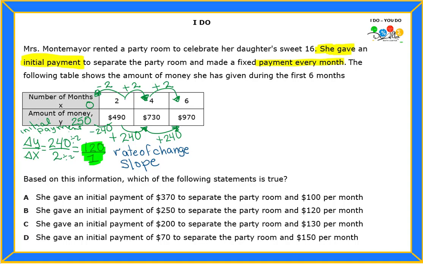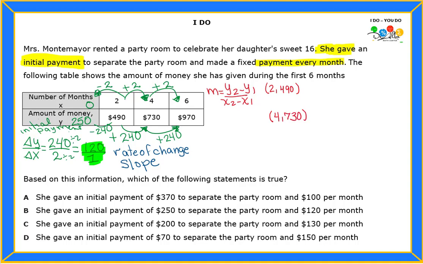Now, let's suppose I don't remember how to do that in 7th grade, and I just remember how to find the slope. There is a formula for that called slope of a line: y sub 2 minus y sub 1 over x sub 2 minus x sub 1. I'm going to use two of the points given to me. You can choose whichever points you want. I'm going to choose 2 and 490, and also 4 and 730.